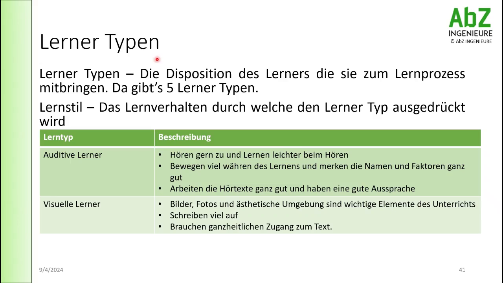We then move on to Lerner Typen. Lerner Typen means the disposition of the learners, or the attitude of the learners towards the learning process. And Lerner Stil is basically how every Lerner Typ produces his Lernverhalten, his way of learning process, how he portrays his learning process. There are basically 5 Lerner Types and we will see them one by one.